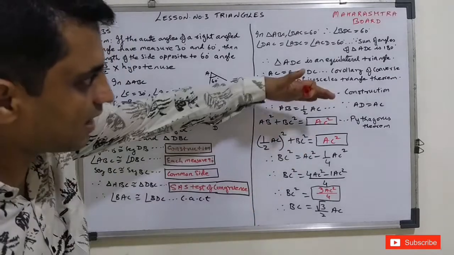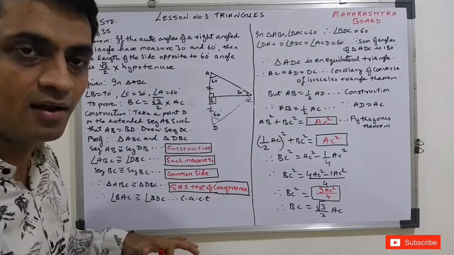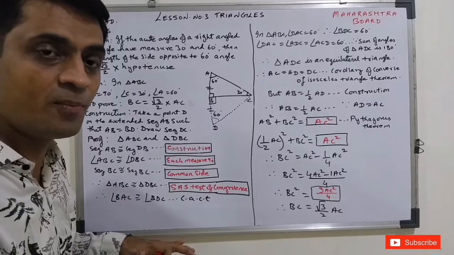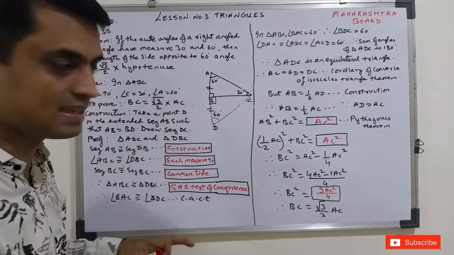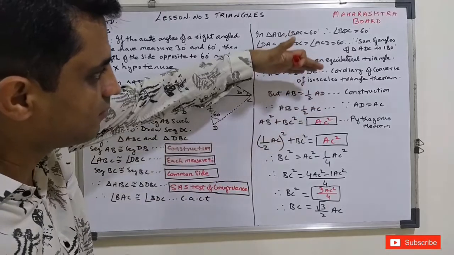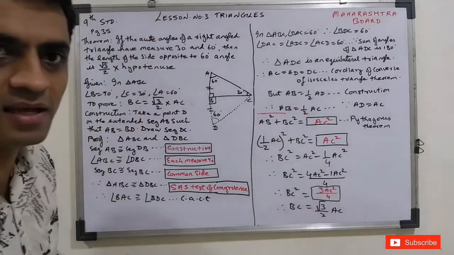In the textbook they have started from here, because this is already proved earlier, when we were proving that the side opposite to 30 is half of the hypotenuse. We proved it there. So till here it is the same. Till here I mark, everything remains the same.